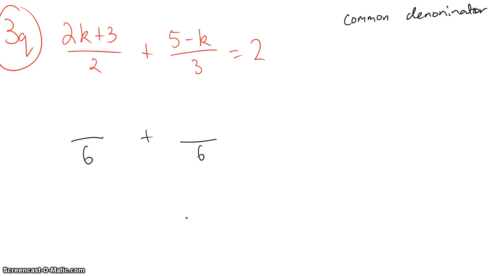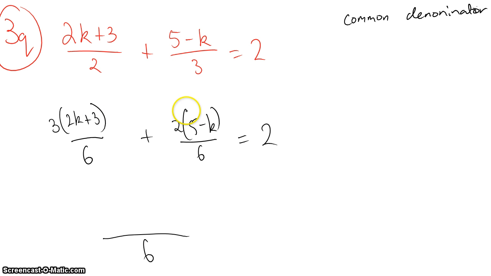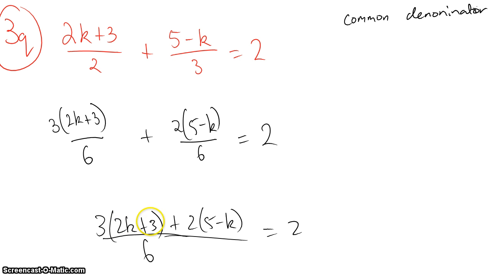Once I've got that, I can put the whole thing over 6, and it'll work nicely. So I'm going to multiply this one here. I had to multiply it by 3, so that's going to be 2k plus 3, and this is going to be, I had to multiply the 3 by 2, so 5 minus k, and that all equals 2. Now that there's a common denominator, I can add the tops together. 2k plus 3 plus 5 minus k, all over 6, equals 2.